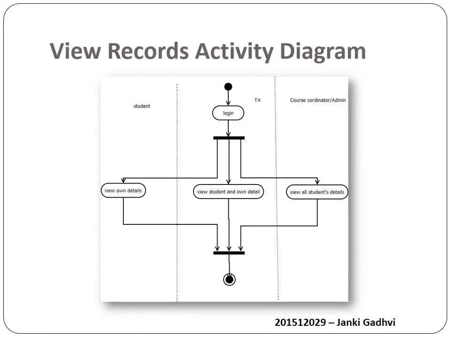This is the activity diagram for view records. The first activity is login. The next activity would be different for different roles of a user. A TA can view his own details and the details of all the students who have undertaken his course. A student can view his own details. The course coordinator and admin can view all the students' details.